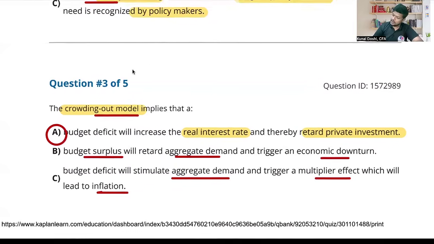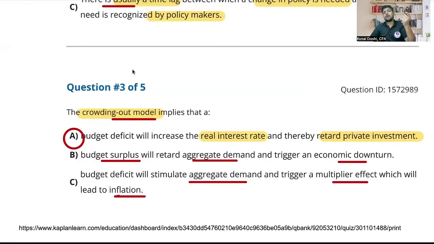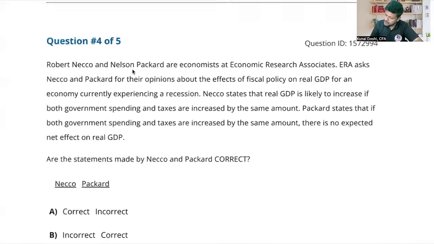Okay. Clear? Whenever you hear about the crowding out effect, it means government borrowings or increasing of rates. See, when governments borrow more, rates will increase because there's lack of funds and private will find it difficult to borrow. Got it?